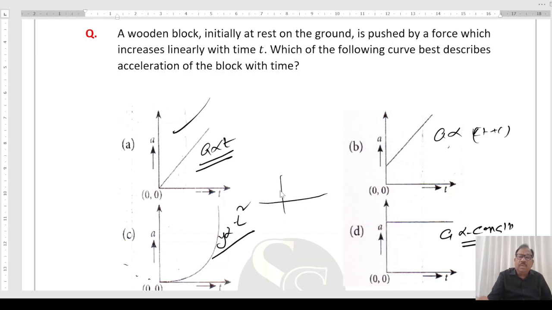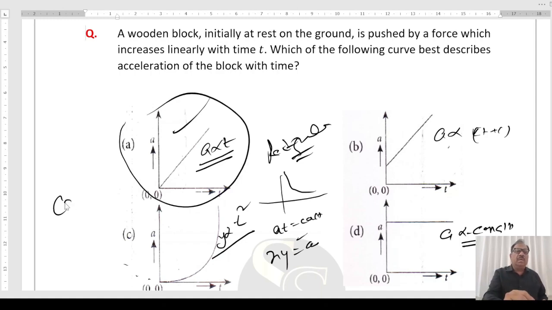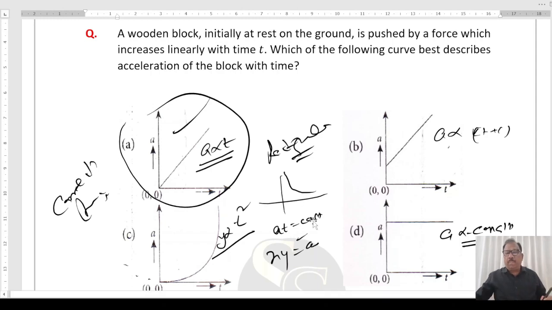A rectangular hyperbola is when a and t equal to a constant, then this is a rectangular hyperbola, meaning xy equal to constant. I have discussed everything. This is the correct answer in this case. Correct answer. Right? Next question.